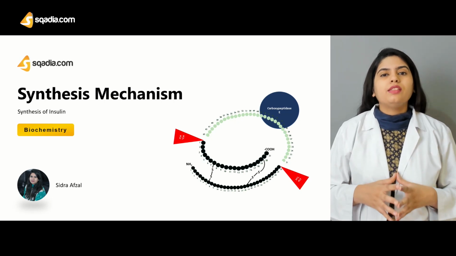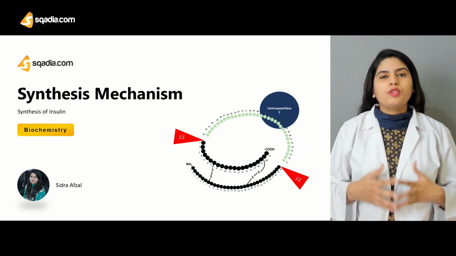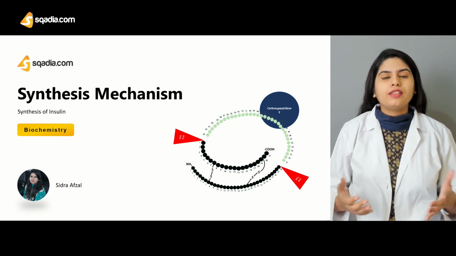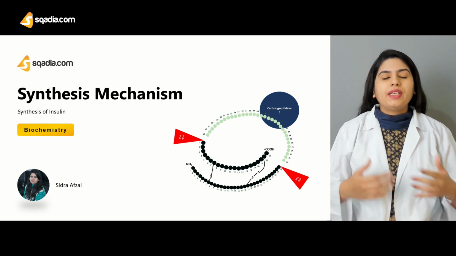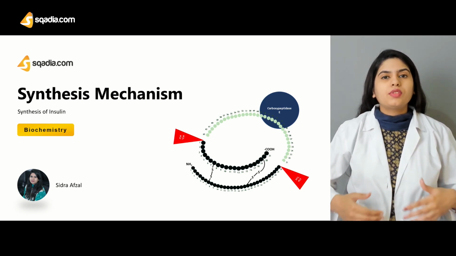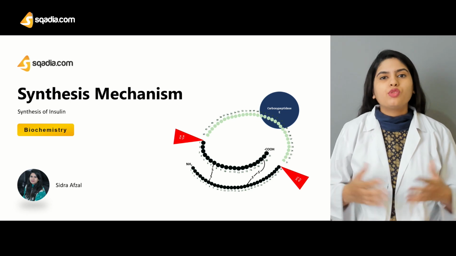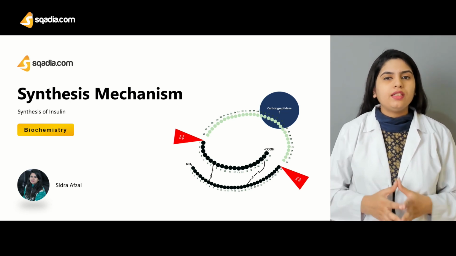Now you know that insulin is synthesized in three steps. So now we will study the mechanism through which these three steps are carried out, and mature insulin is formed and released in the blood.